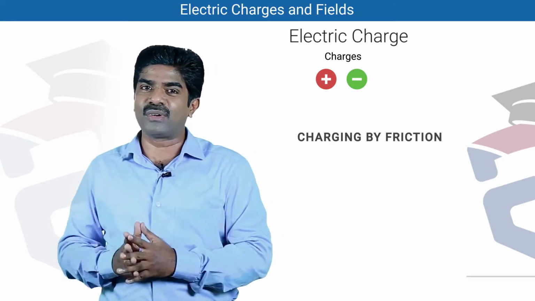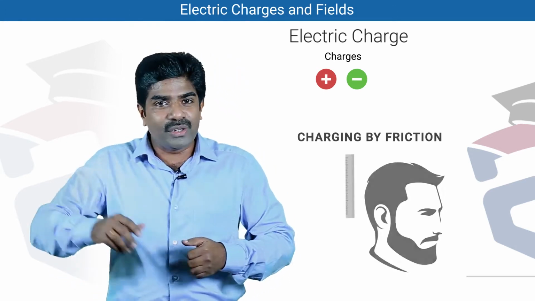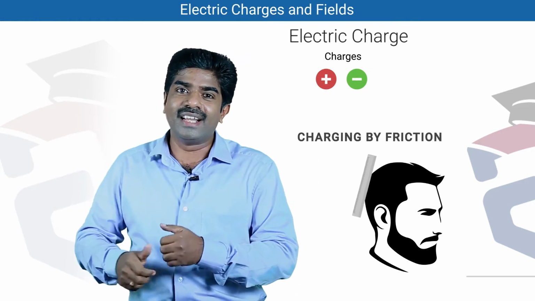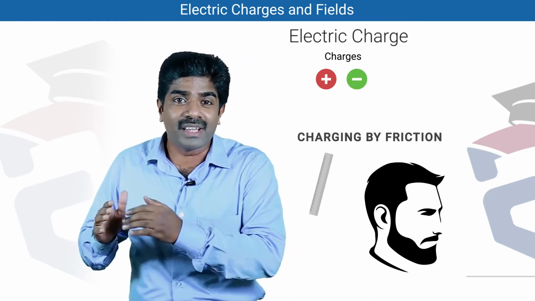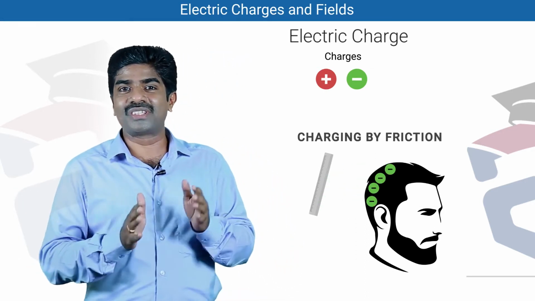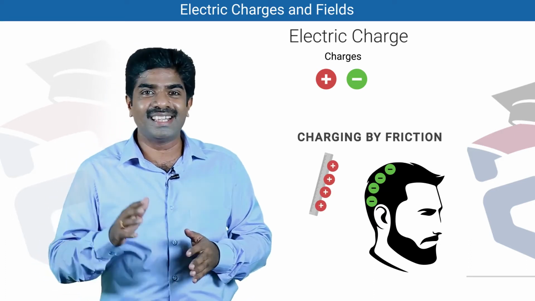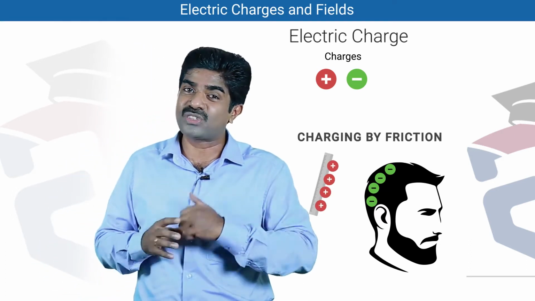In the previous example of the scale and hair, when you rub the scale on your dry hair, electrons are transferred from the scale to the hair. So, the scale becomes positively charged and the hair becomes negatively charged.